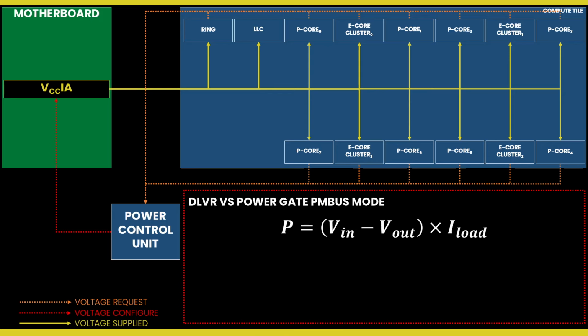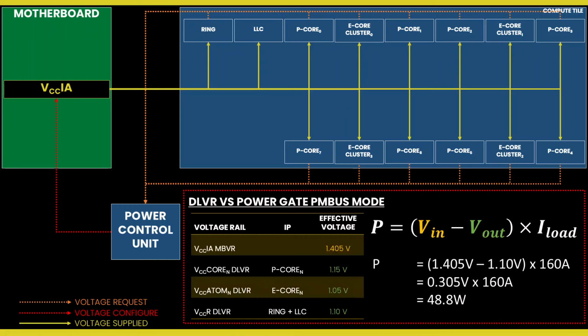How much less, and what is the power loss? Well, the power loss across a linear voltage regulator equals the decrease in voltage across the DLVR multiplied by the total load. In our example, with a drop of 305 mV and a 160 amps load, the power loss is almost 50 watts. Nearly all of that power loss will convert into heat.